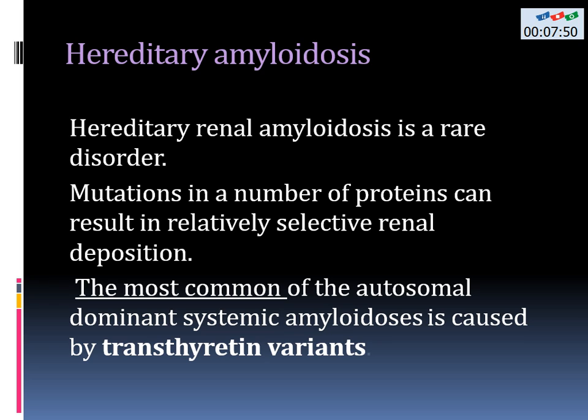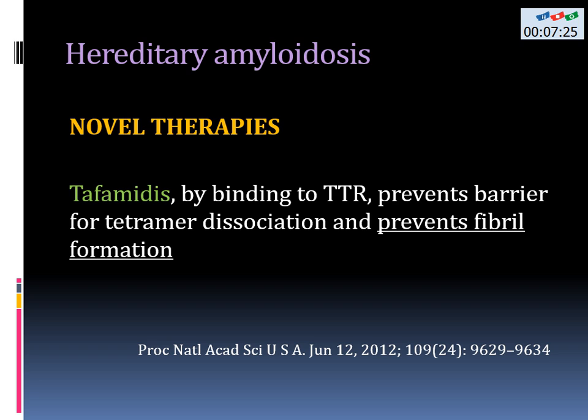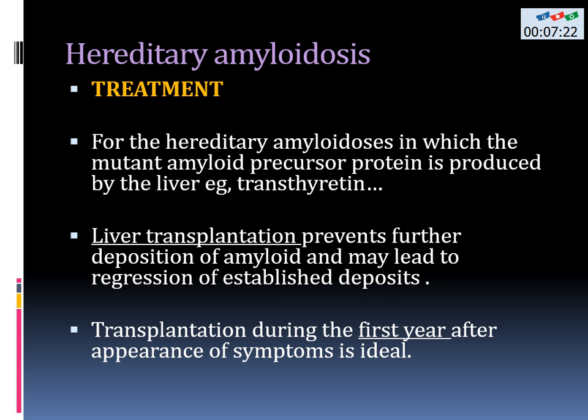Hereditary amyloidosis is rare. Mutations in a number of proteins can result in relatively selective renal deposition. Of course, the most common of these is transthyretin. It's the commonest. And I'll move on to the treatment. I'm sure we all know that the only treatment available for hereditary amyloidosis is liver transplantation, because it happens to improve the whole problem from the beginning. Liver transplantation can better be done while the disease has just been discovered, during the first year.